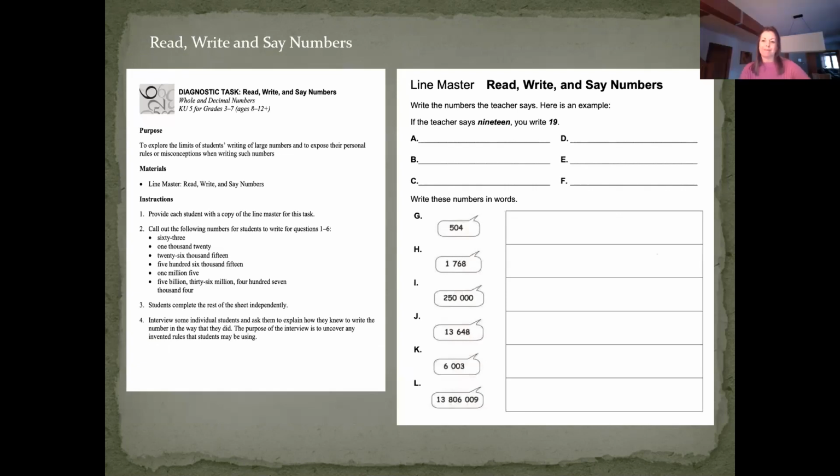Okay, read, write, and say. Now, this is one I actually start the year with. So you are asking them to write a number that you say out loud. So for example, if you say 19, they will write the number 19, and that's for the letters A to F. And then when you get from G to L, that's when they go into an independent mode.